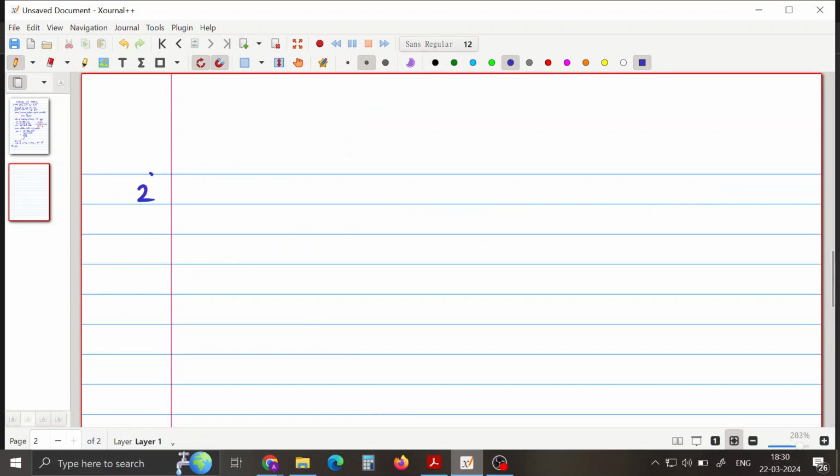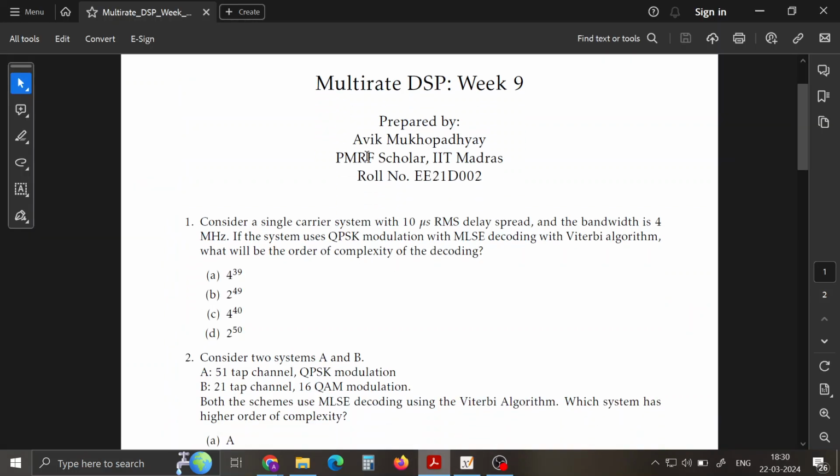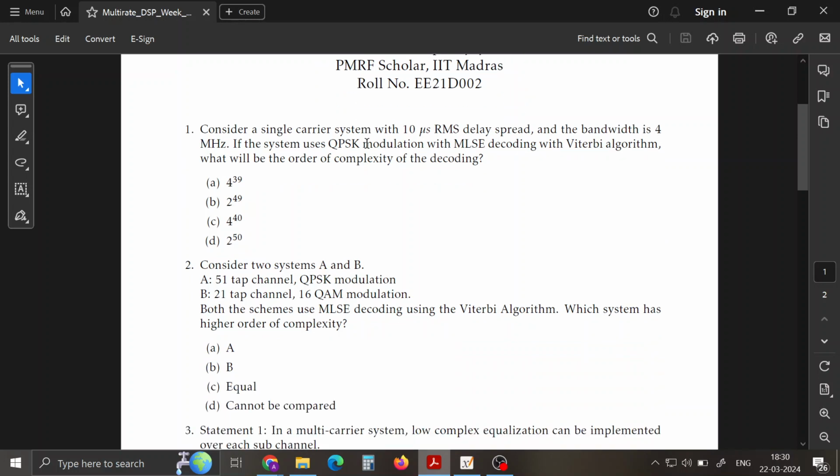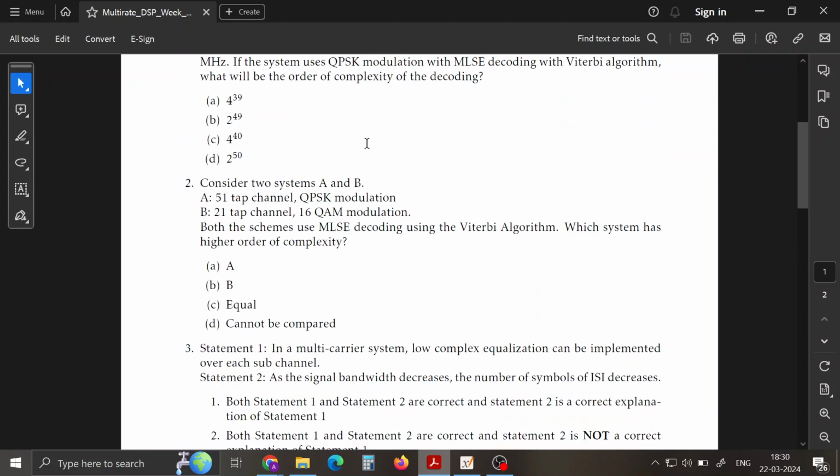The second question is also a bit similar. We are given two systems, system A and system B, with their respective specifications. System A uses a 51 tap channel model, and it has a QPSK modulation scheme. Whereas system B is a 21 tap channel model with 16 QAM, quadrature amplitude modulation.